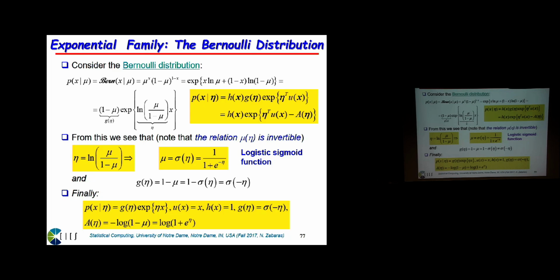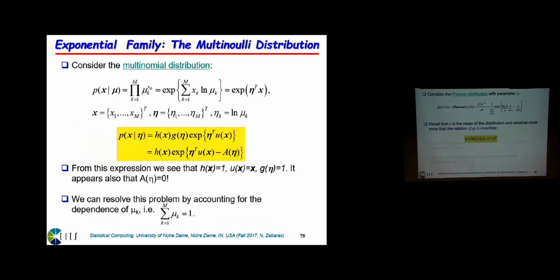Can you do this with other distributions? Let's see. Can you do this with a multinomial distribution? So it's like the Bernoulli, but now we have M states, and each of them can happen with probability mu_k. So yes, from there you can write the exponential of the sum, and there is the parameter theta, and it comes out that eta_k is log of mu_k.